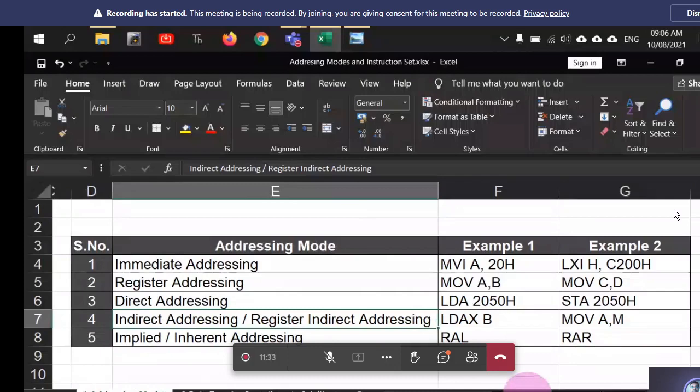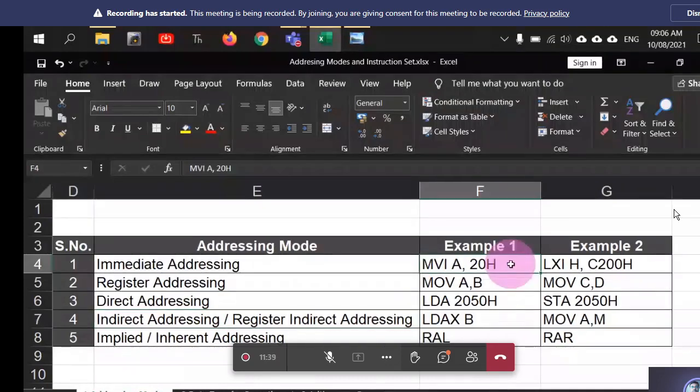Let me start with a very simple example of immediate addressing mode. The example could be MVI A, 20H. This is a simple instruction where you move 1 byte of data into the register A. So what is the data upon which we are going to operate here? It is 20. So 20 is going to be moved to A. Where is 20 kept? It is directly available as part of the instruction. Is it or is it not?